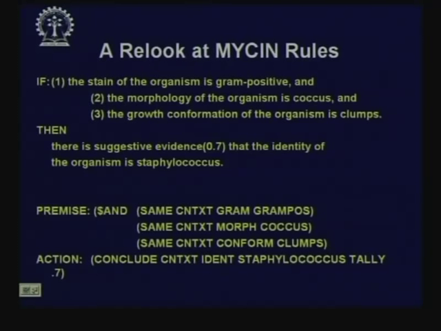Now, let us have a relook at the Mycin rules. One rule I am looking at, we had seen this rule in the last lecture: if the stain of the organism is gram positive, and the morphology of the organism is coccus, and the growth conformation of the organism is clumps, then there is suggestive evidence 0.7 that the identity of the organism is staphylococcus. So, the experts could conclude that the organism is staphylococcus with a belief of 0.7, assuming that all these three antecedents are true. Now, this 0.7 is what we will be discussing. This is the certainty factor.